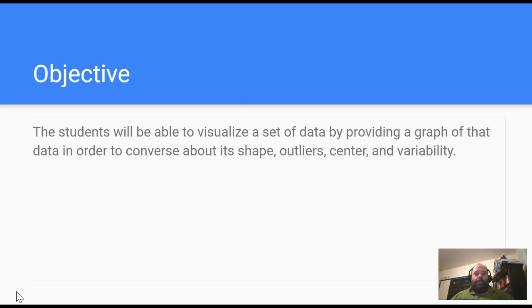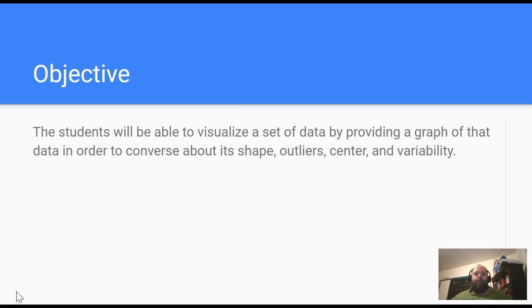So we're going to visualize a set of data by providing graphs of that data in order to be able to talk about its shape, like skewness and symmetry, its outliers, any points that are away from the mass of the data, the center, which is like what is the data bunched up around, where does it tip, so to speak, and its variability. How much is it bunched up relatively, and how loose is it? So this was our objective for today.